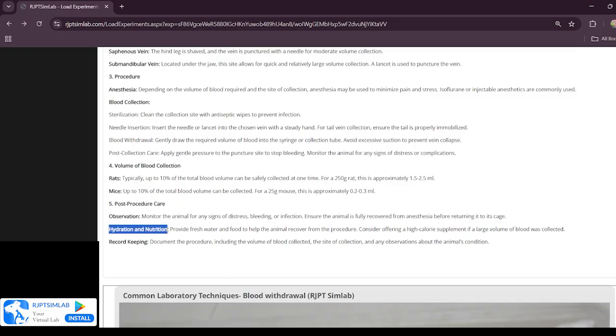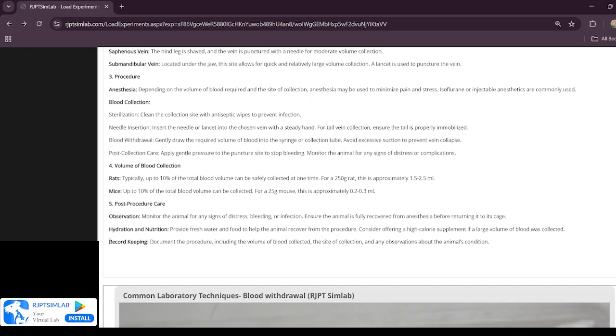Then we have the hydration and nutrition. We have to provide fresh water and high quality food to the animal so that it can recover from the procedure. And then we have to consider offering a high calorie supplement if a large volume of blood was collected.